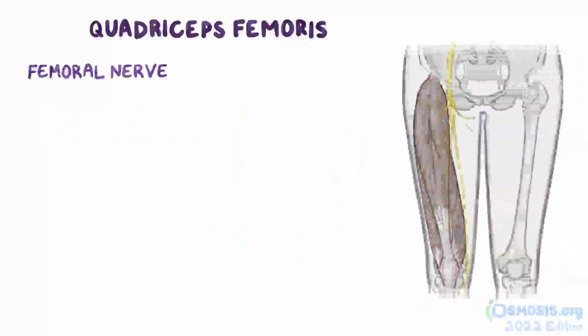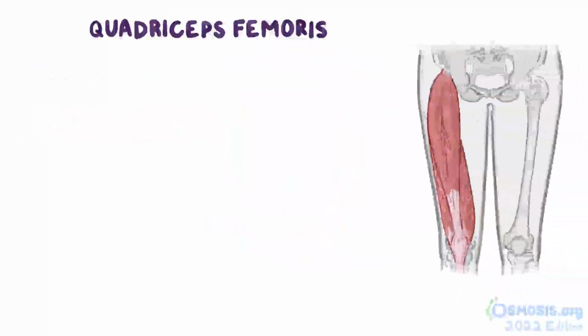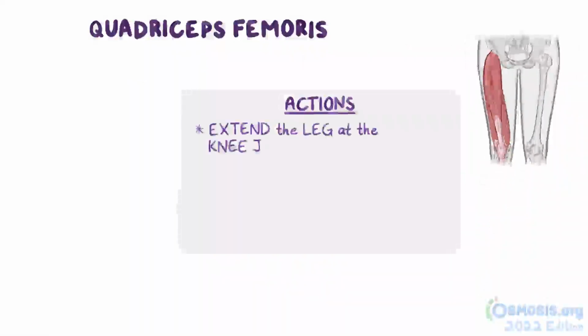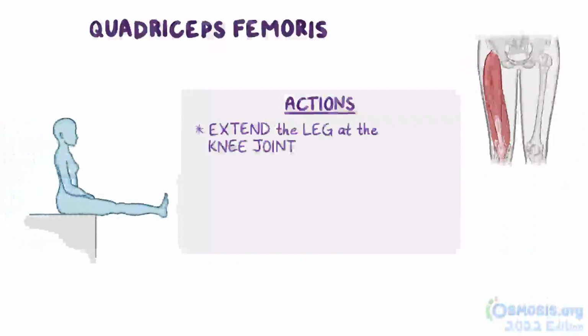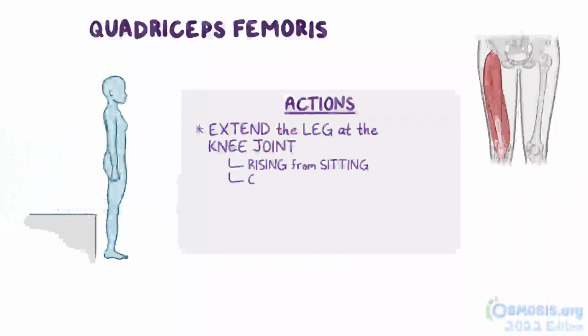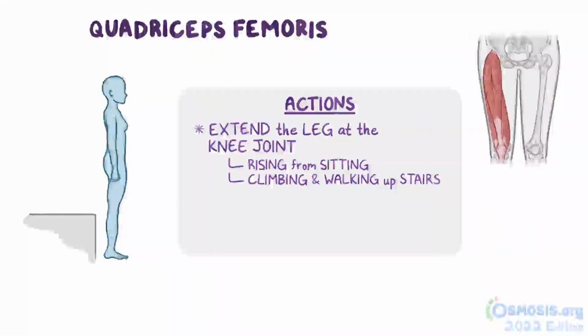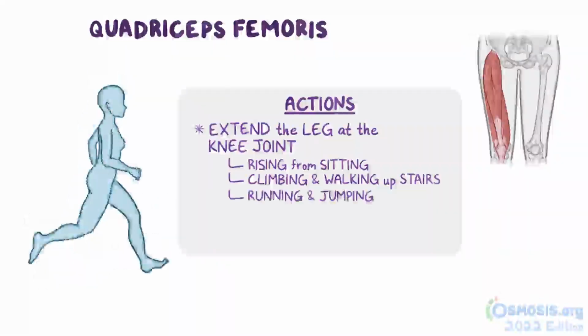The quadriceps femoris is supplied by the femoral nerve. All in all, the components of the quadricep muscle help extend the leg at the knee joint, especially against gravity. This action is important when rising from sitting or squatting, during climbing and walking upstairs, and running and jumping.